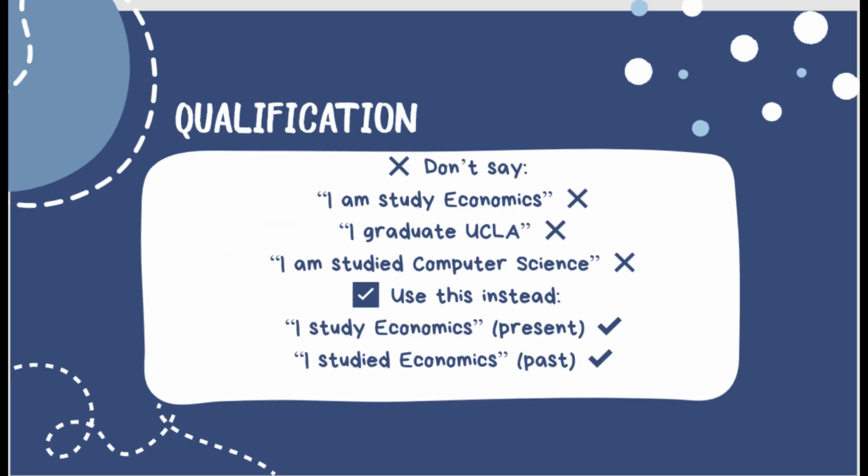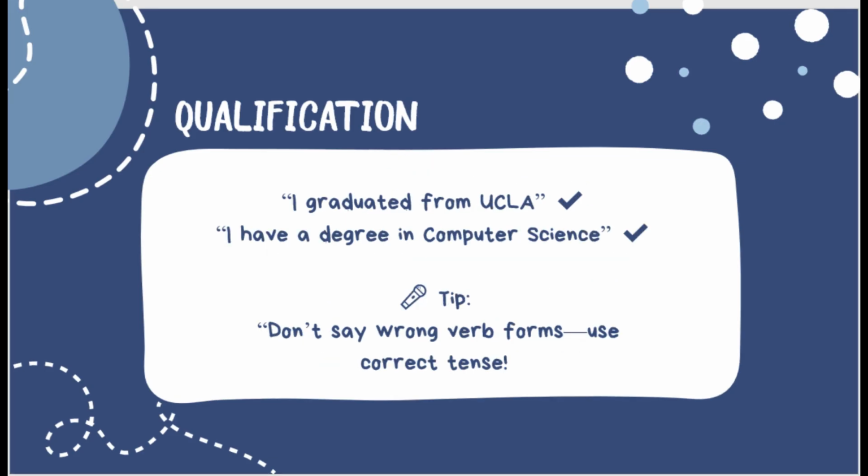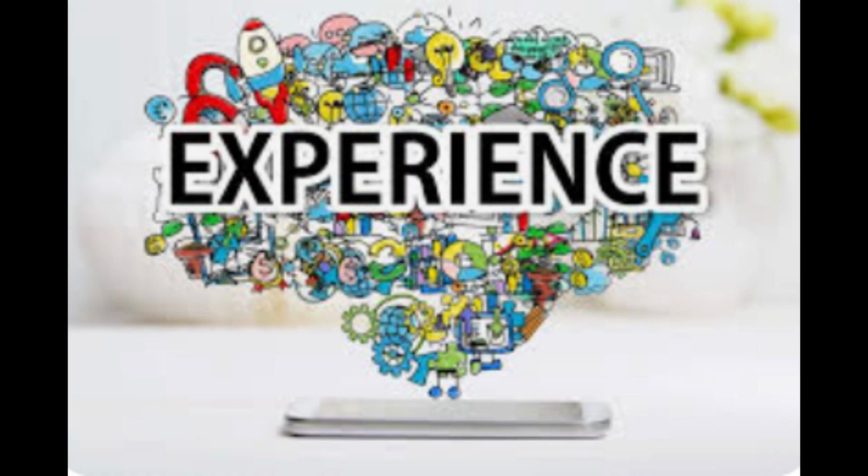Don't say, "I am study economics. I graduate UCLA. I am studied computer science." Use this instead: I studied economics. I graduated from UCLA. I have a degree in computer science. Don't say wrong verb forms. Use correct tense. Now, let's move to the next part, experience.